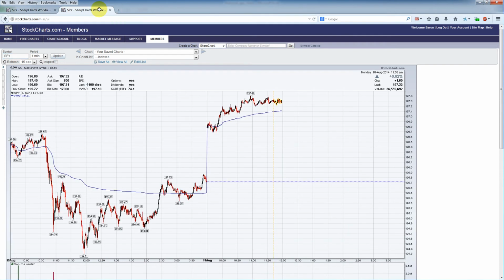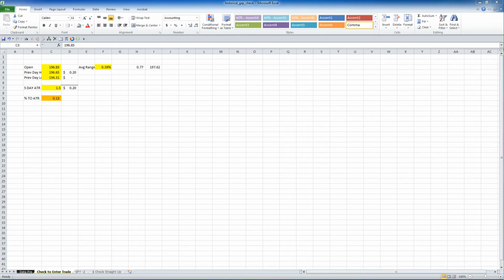So I'm going to look at my spreadsheet, and let's narrow in on the 2-day chart here. The open for today was 196.85. The previous day high was this. The previous day low was this. So look at that, we have a gap up situation of 20 cents. And the 5-day ATR is 1.5, roughly. So that 20-cent move, as a percent of ATR, is 0.03.